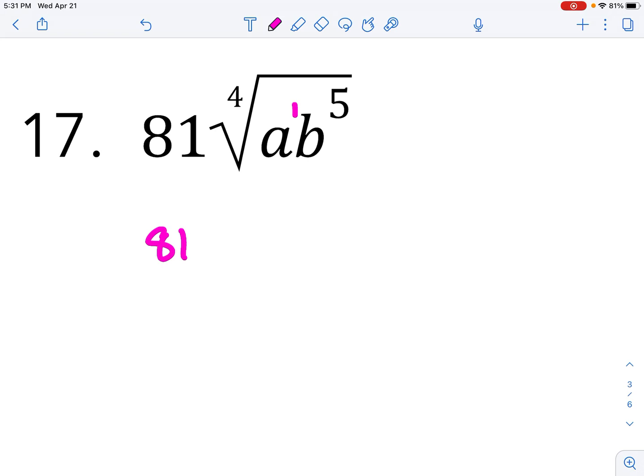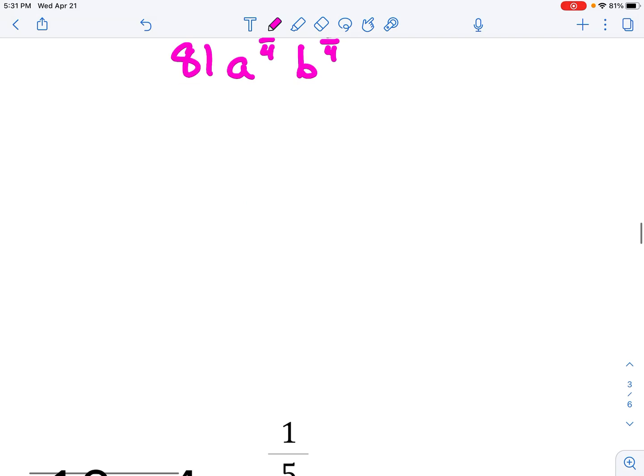As for everything else, the A has an exponent of a 1. The B is the only thing that's being affected by that 5, which is another mistake that's very common. Everybody thinks everything down here is being taken to the 5th power, but no, just the B is being taken to that 5th power. A is being taken to the 1st power. So for A, I would change that to the 1/4, and for B, I would change that to the 5/4 power.